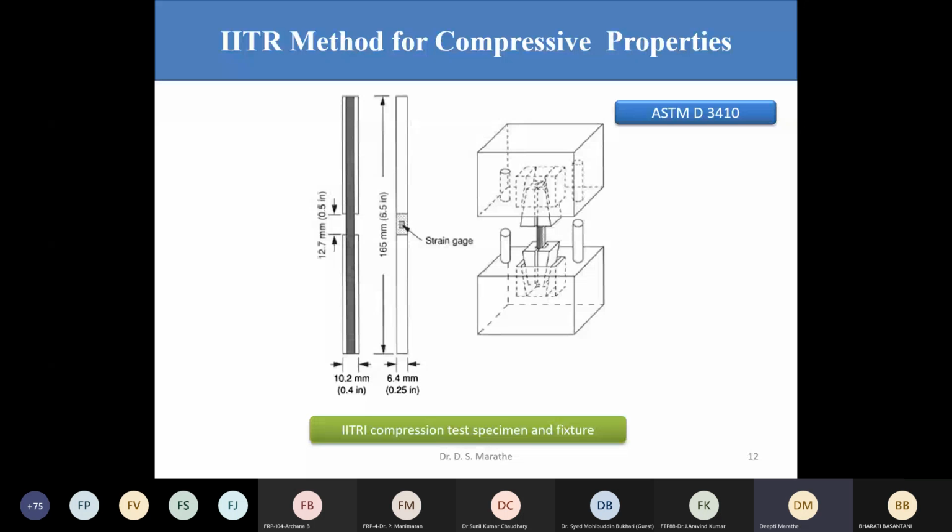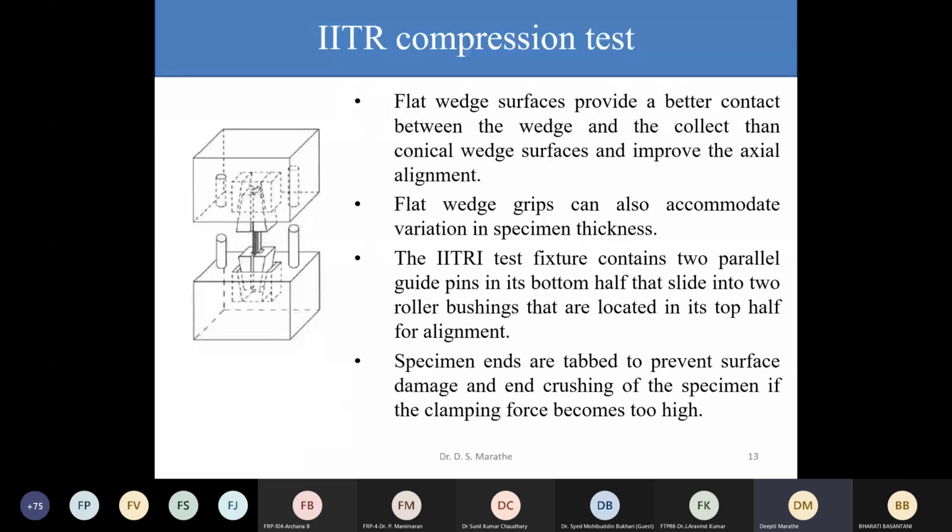So all the test methods which are designed for checking the compressive properties should always take into consideration the fact that the gauge length of the sample has to be such that there is going to be no buckling at all, and I am going to get pure compressive properties. So then IITR is one of the methods that has been designed for finding out the compressive properties.